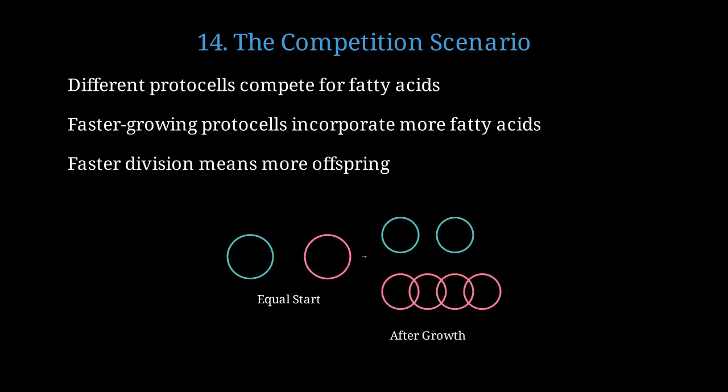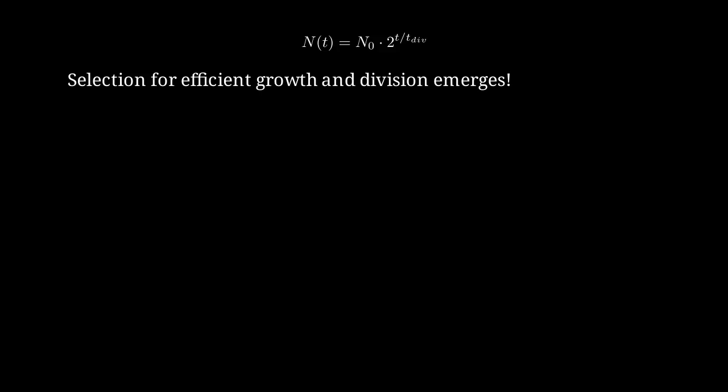Starting with equal populations, faster dividing protocells produce more offspring and dominate the population over time. Population grows as n0 times 2 to the power of time divided by division time. Natural selection for efficient growth and division emerges naturally from this competition.